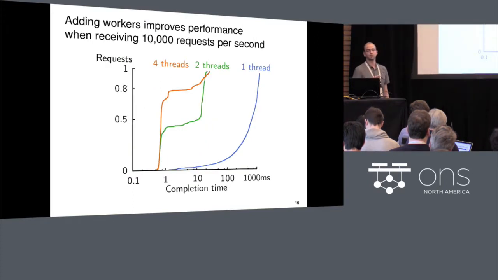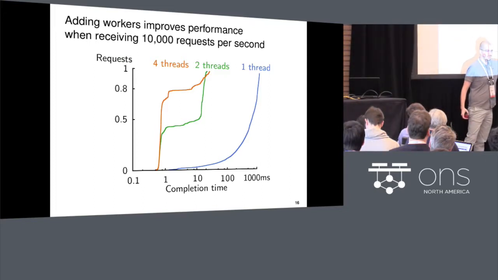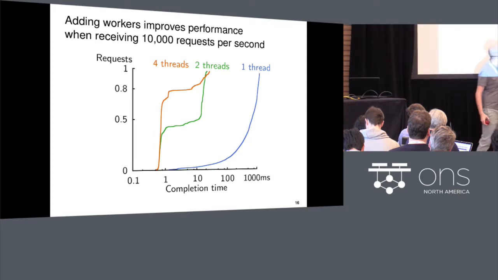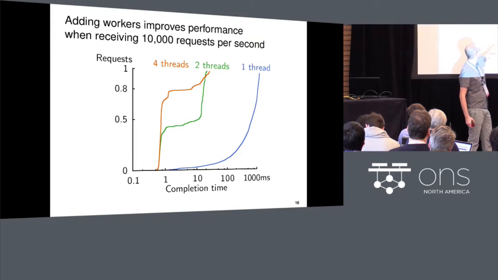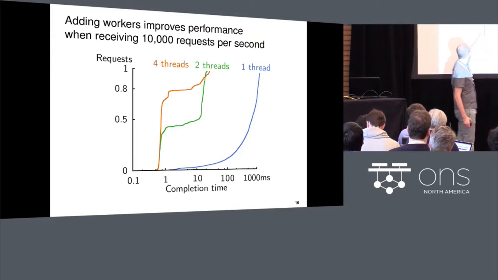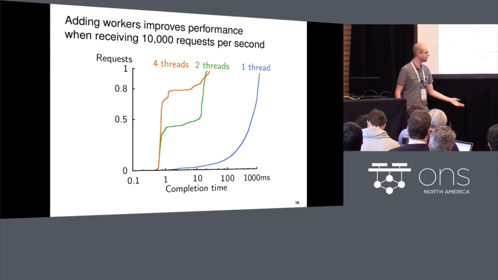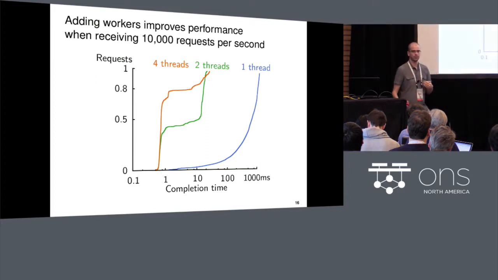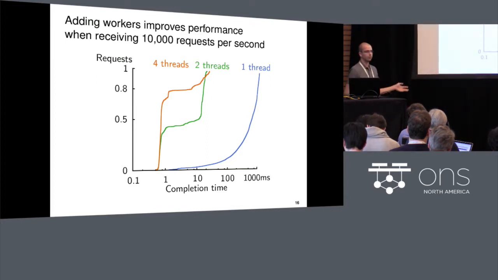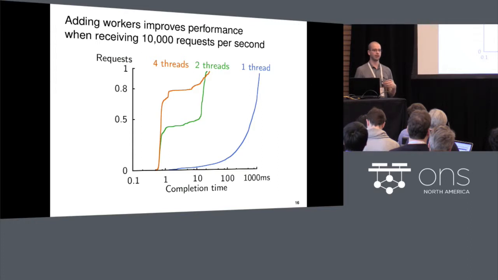But what happens with more threads? So here we are also at 10K requests per second, but we vary the number of threads. With one thread, it's the same curve as before. With two threads, you can see that you can accommodate half of the requests directly, while the others experience a queuing delay. And with 4 threads, you almost have 80% of the queries that are handled directly.